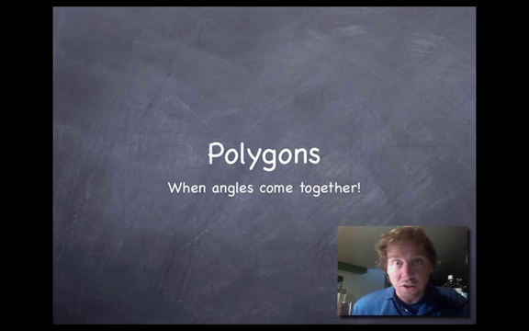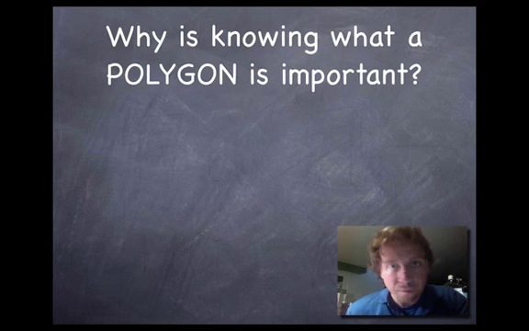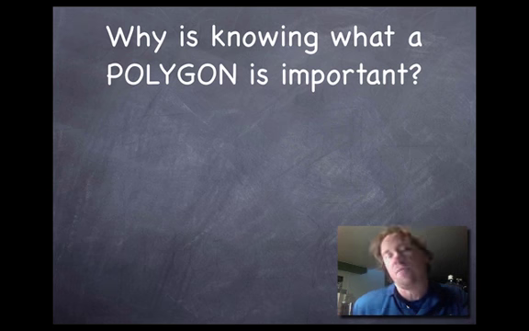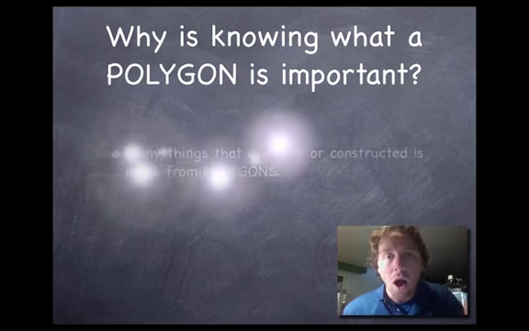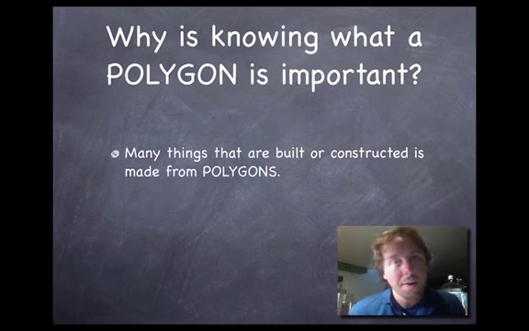Okay, so we started out with line segments, lines, rays. We moved to angles. When we start putting these angles together, we have, I should say, polygons. Okay? Let's answer the most prevalent question on your mind, I'm sure. Why is this important? Why do we need to know about polygons and what polygons are?